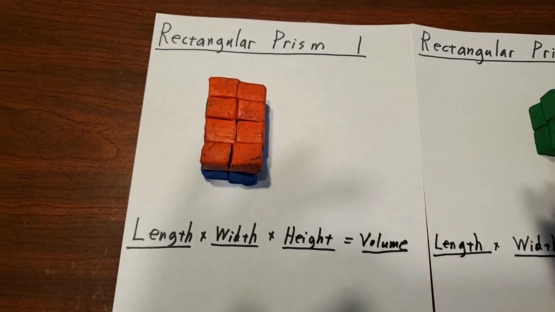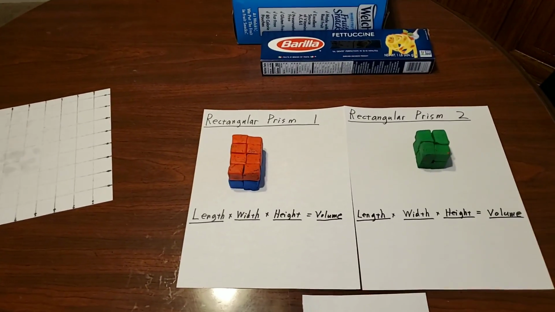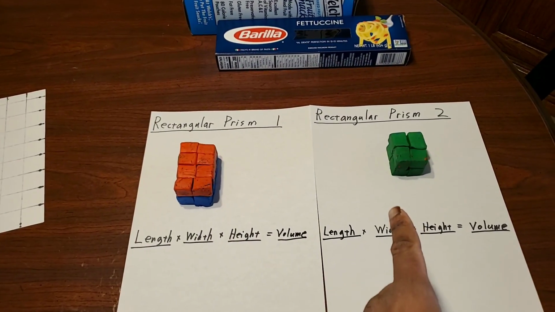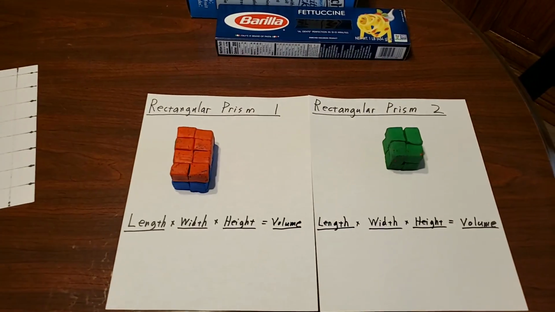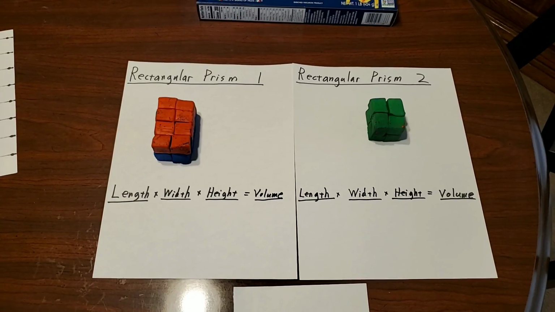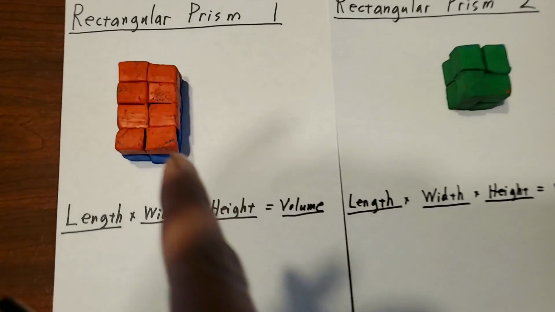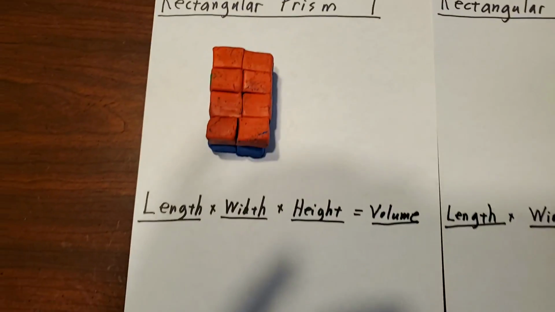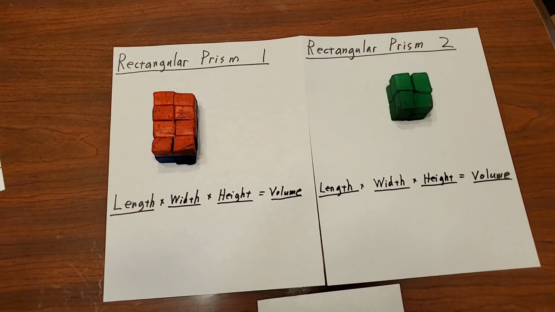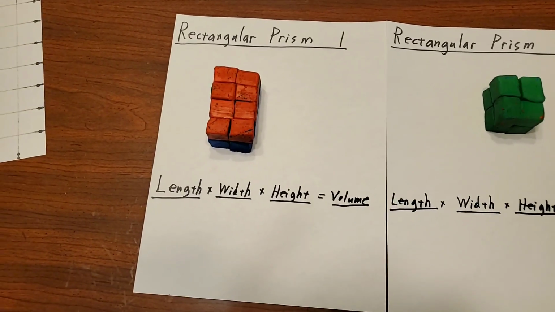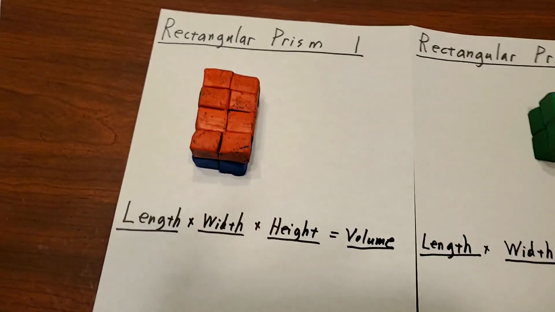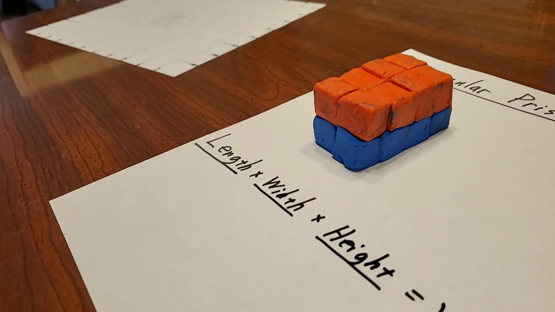So we are going to find the volume for rectangular prism number 1. And we're going to find the volume for the second one. After we do that, then we're going to move on from there. Okay, so let's go ahead and get started. So once again, remember, let me turn on a little bit more light. There we go. Now, let's start with the first rectangular prism. Take another look at it so everybody can get a good look.